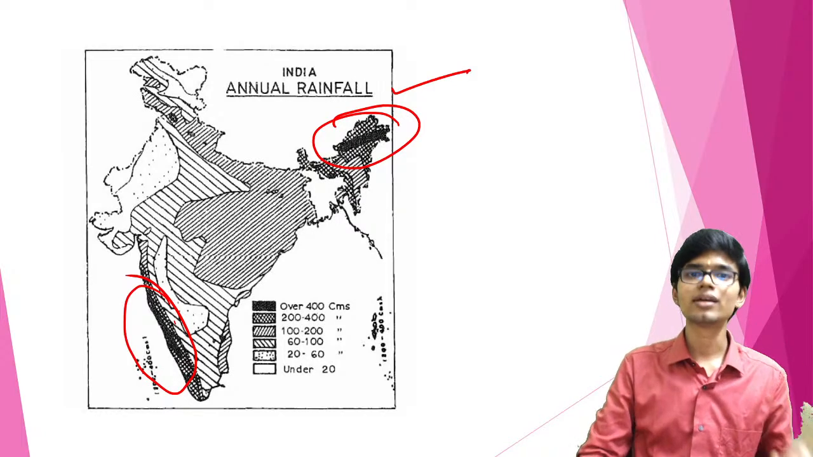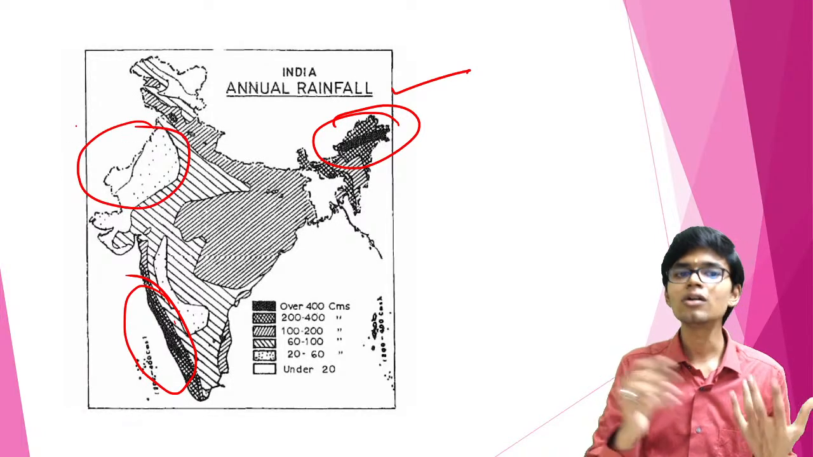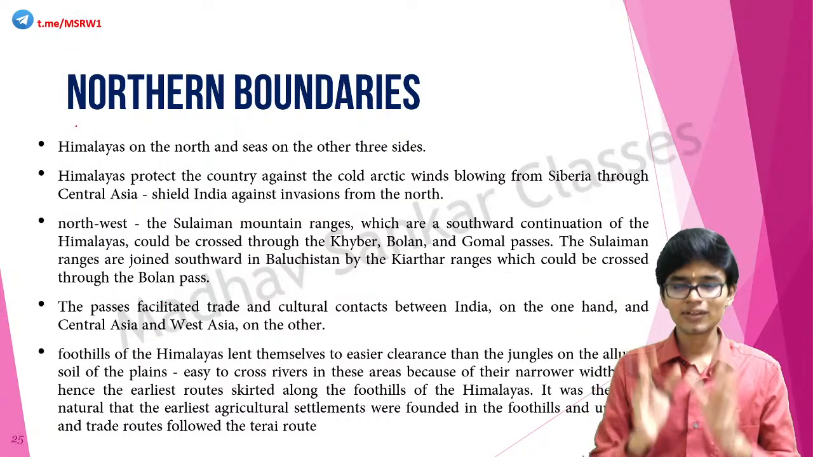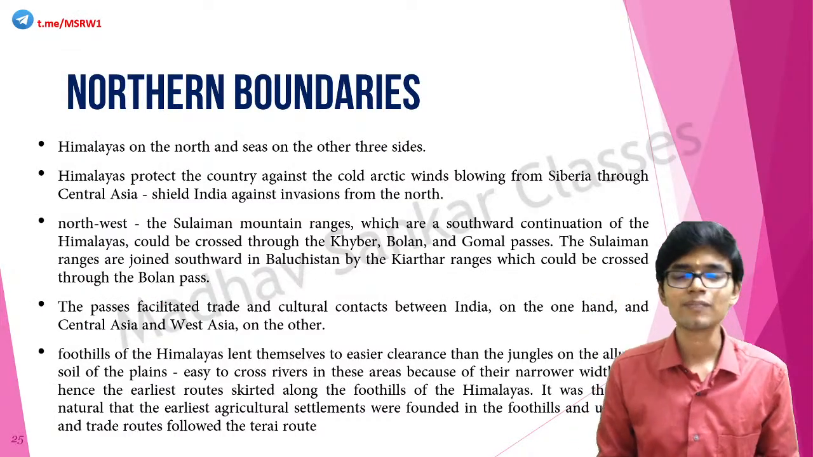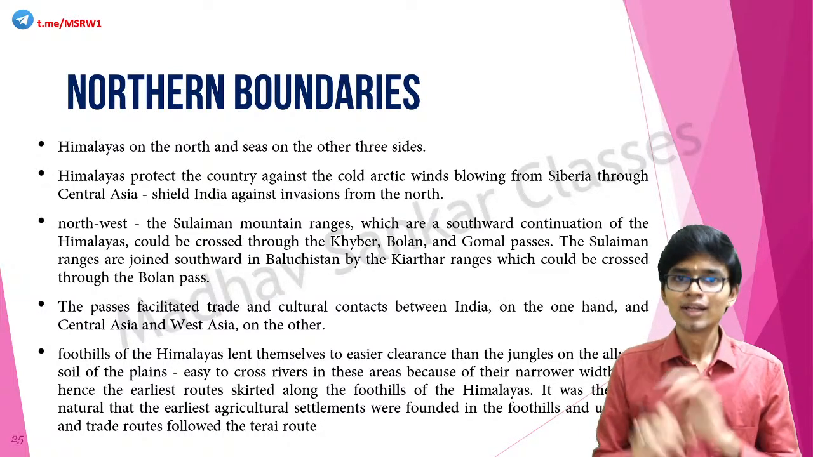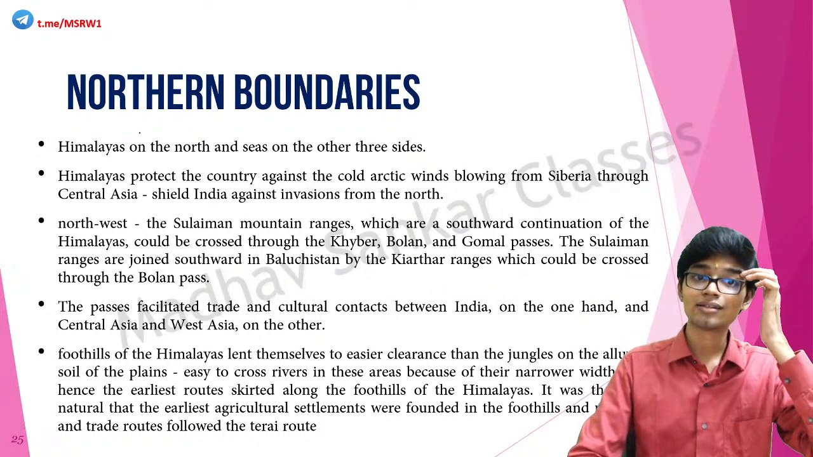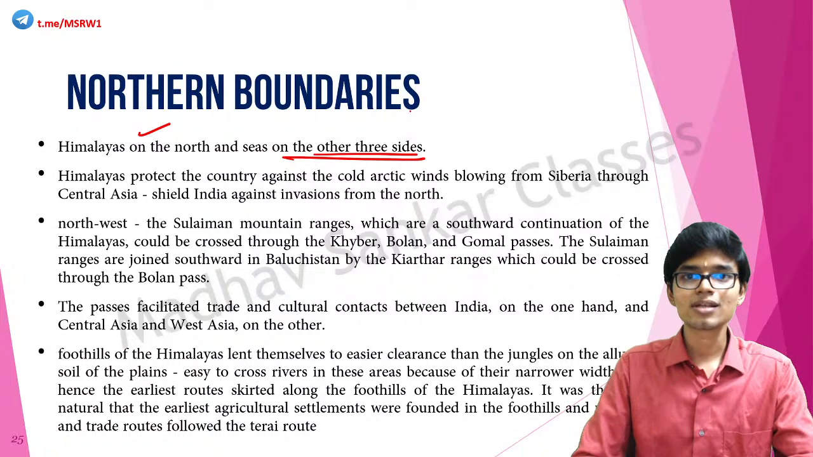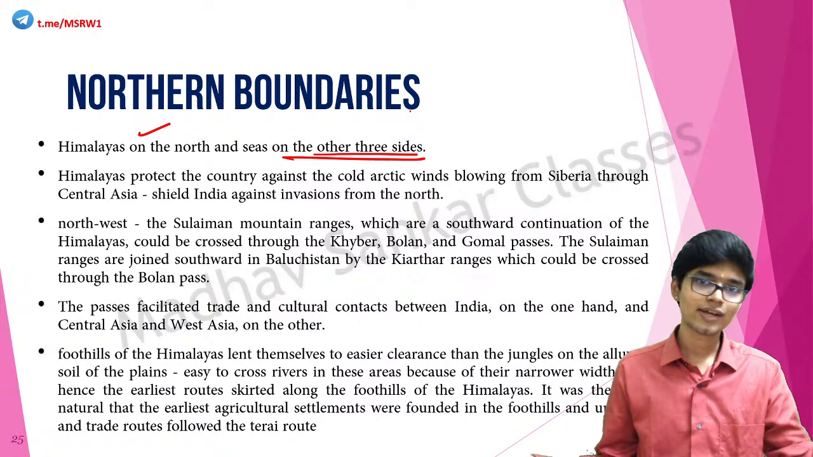And then there are semi-arid regions like Rajasthan. You know all these things. So in the geographical territory that is the Indian subcontinent, we have certain boundaries. What constitutes these boundaries? Obviously, the Himalayas to the north and the seas on the three other sides. The Indian Ocean towards the south, the Bay of Bengal towards the east, and the Arabian Sea to the west.